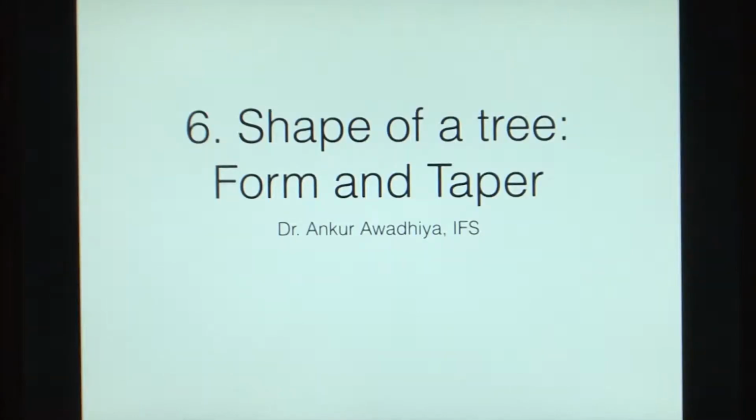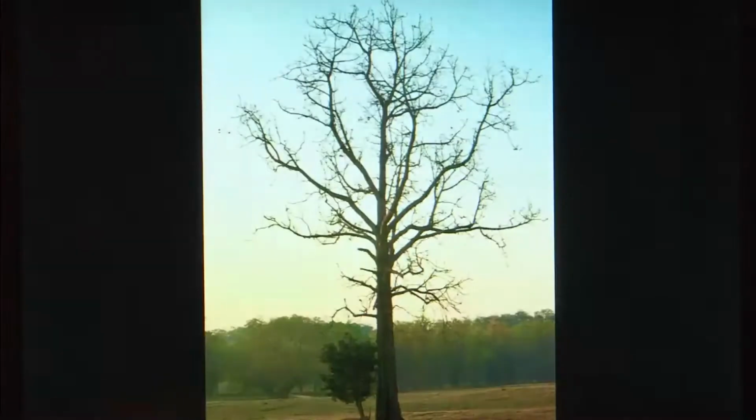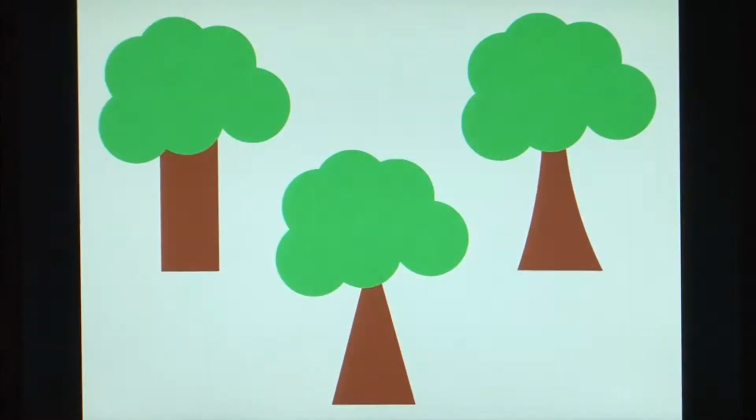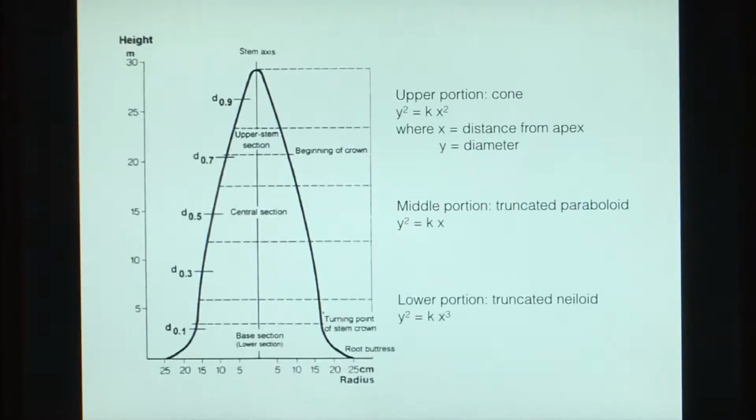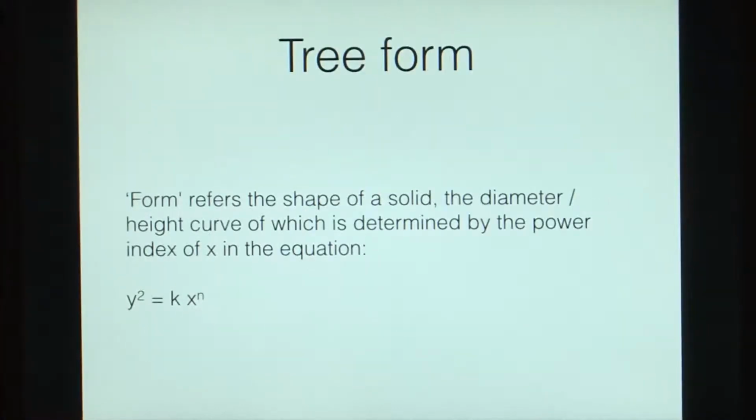Next, we went to see the shape of a tree in the form of its form and taper. So, essentially if you look at any tree, the diameter goes on reducing as we go upwards. That is known as taper, and form refers to the shape of a tree. The shape of a tree is found out by plotting its diameters at various heights, and we saw that we could divide a tree into 3 portions. The upper is a conical portion, followed by a paraboloid portion, followed by a neiloid portion, or a truncated neiloid portion. So, tree form is the shape of the tree, which is the index of x in this equation: y squared is equal to k x to the power of n.